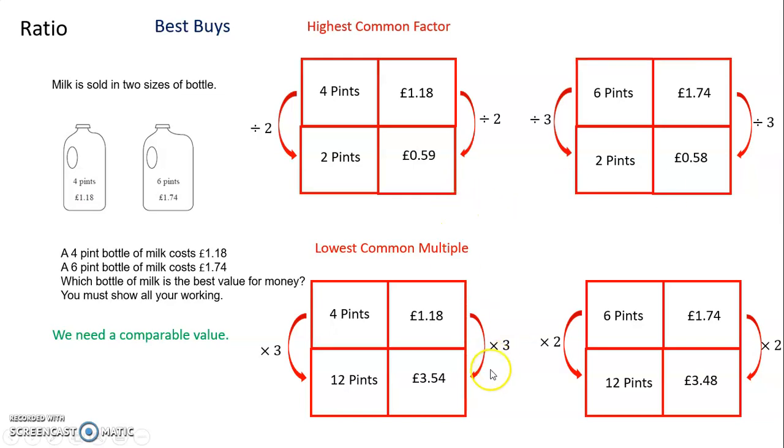And so you can see again that the 6 pint bottle is better value because it's costing me less for 12 pints than the 4 pint bottle is. Again, there's not much in it, but this one is definitely better value. So 6 pint bottle is better value. Doesn't matter which method I use, I should come up with the same answer.